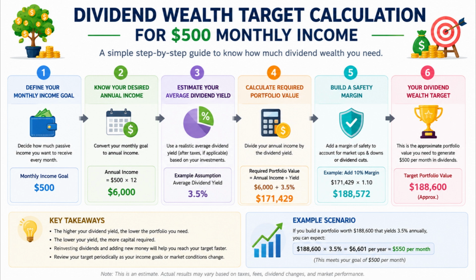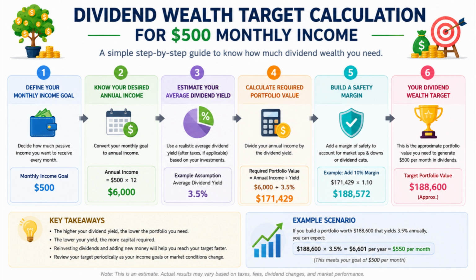After that, we estimate the average dividend yield. In this example, we are using a realistic average dividend yield of 3.5%. The dividend yield shows how much income an investment may produce each year compared with the total portfolio value. However, actual yields can vary depending on the stocks, funds, taxes, fees, and market conditions.